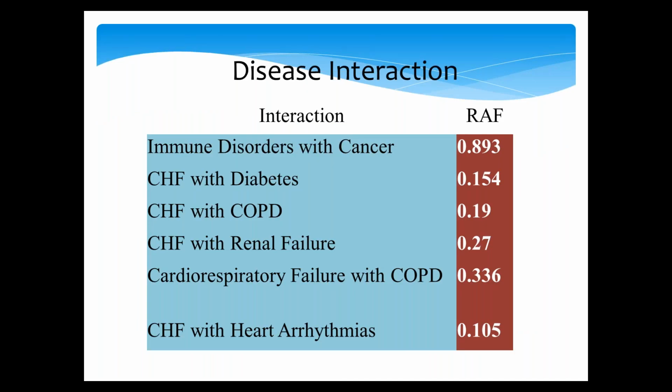Here are some of the interactions: immune disorders with cancer, 0.893, CHF with diabetes, an additional 0.154, like we just showed, CHF with COPD, 0.19, CHF with renal failure, 0.27, cardiorespiratory failure with COPD, that's a 0.336, and CHF with certain heart arrhythmias is 0.105. So if they have a diagnosis from each of these categories, you'll get an additional RAF value from these interactions.